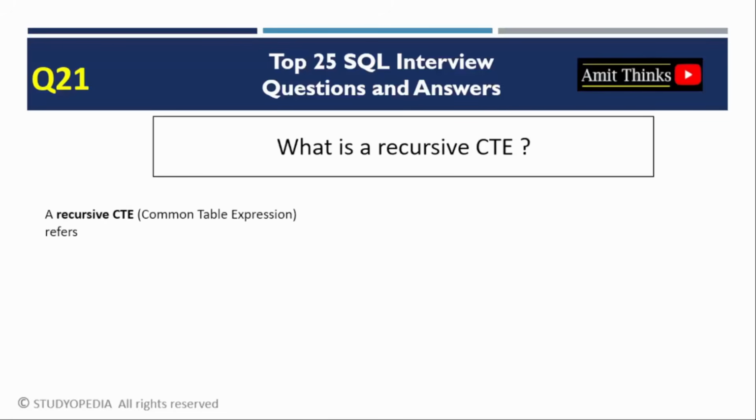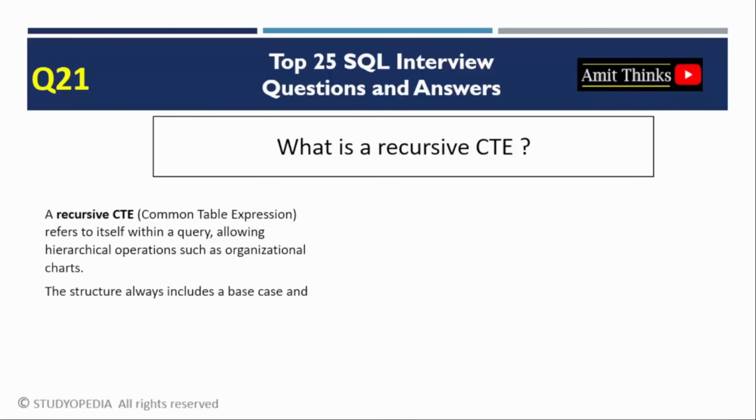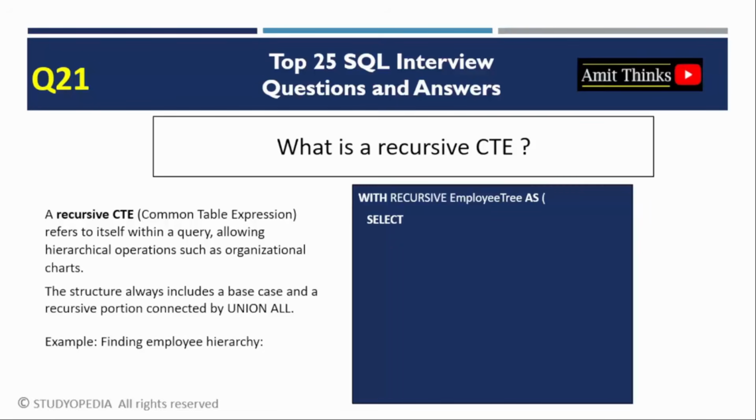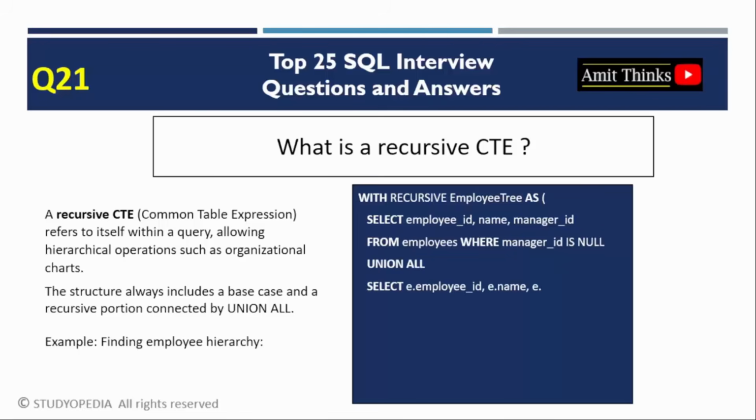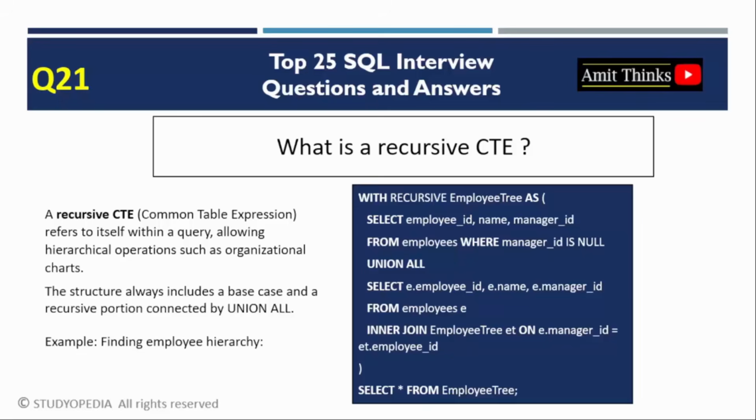What is a recursive CTE? A recursive CTE references itself to process hierarchical data. Example, employee hierarchy. It must include a base case and a recursive union. Let us see an example. This is an example to find employee hierarchy. This SQL query uses a recursive CTE, that is common table expression, to build an organizational hierarchy starting from top level managers and working down through their subordinates. That's why the recursive CTE name is employee tree.